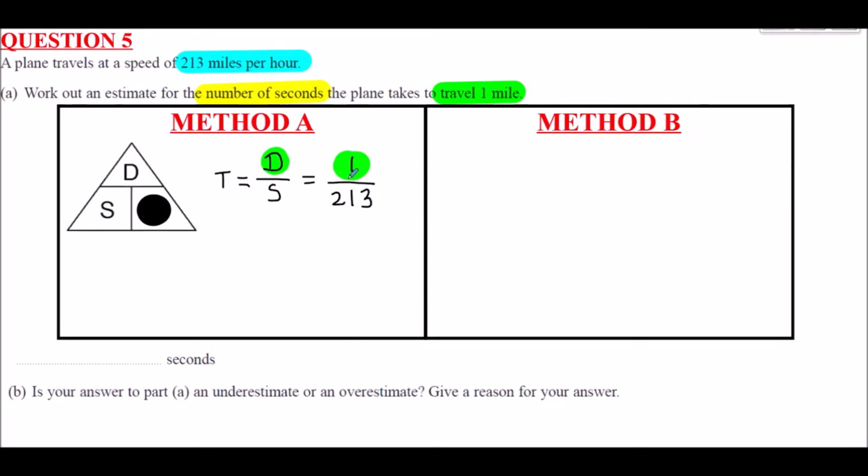So not the most easy number to work with. 213 is a speed, but that's just really awkward. But this is where the estimation comes in. It says estimate, so we're allowed to round these numbers if we need. So squiggly line, which means approximately equal to. I can change 213 to an easier number if I wanted, as long as it's not too far away, it's fine.